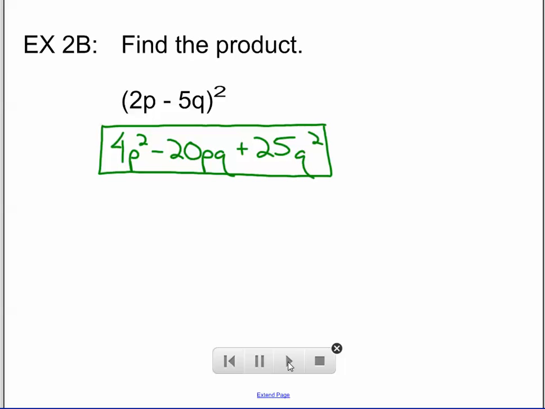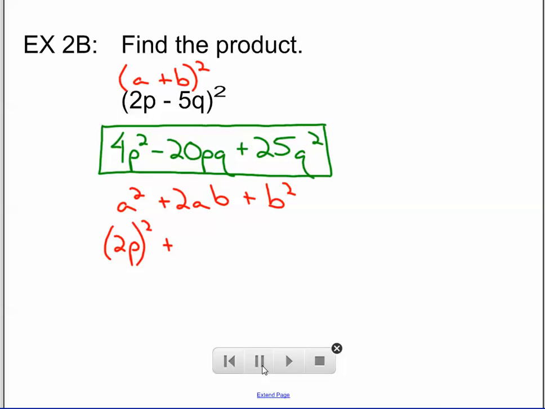One more time, here's the work I didn't show on that. And again, we don't want to have to show this. It's the square of a binomial pattern, so it should fit a squared plus 2ab plus b squared. So it'll be 2p squared. That's where we got the 4p squared. 2 times a times b. That's where I got negative 20pq. And negative 5q squared. That's where I got 25q squared. Remember, I don't want to show any of that work in the red. The idea is to do that all in my head.